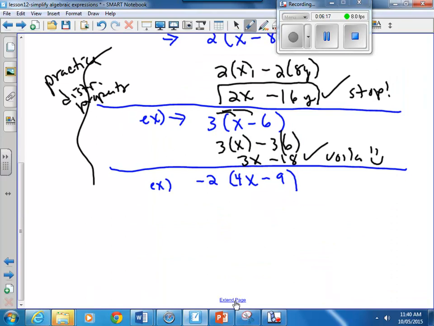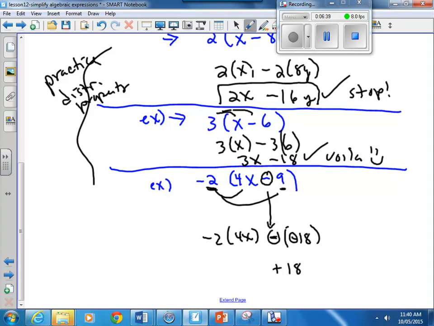And one more. Send this through. So we'll have negative 2 times 4x. And then careful of the signs there. I like to keep that minus sign. Then I like to say negative 2 times 9 is negative 18. But no matter what, negative times a negative then is a positive.